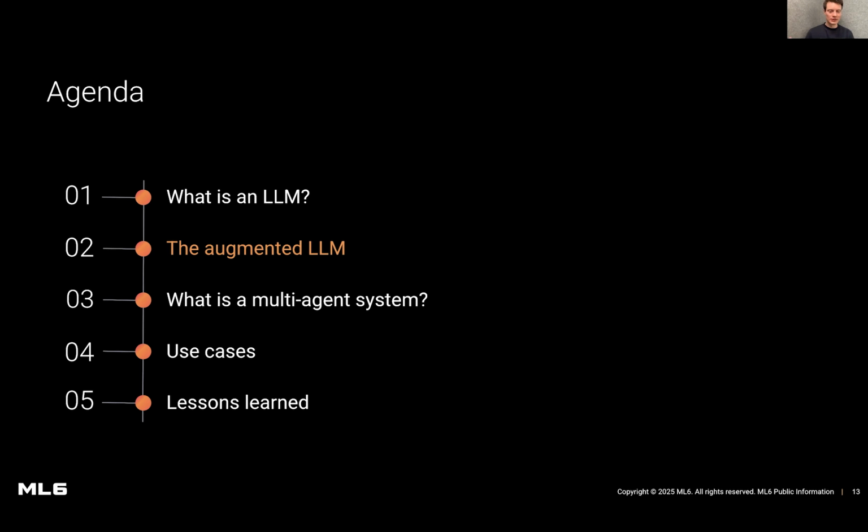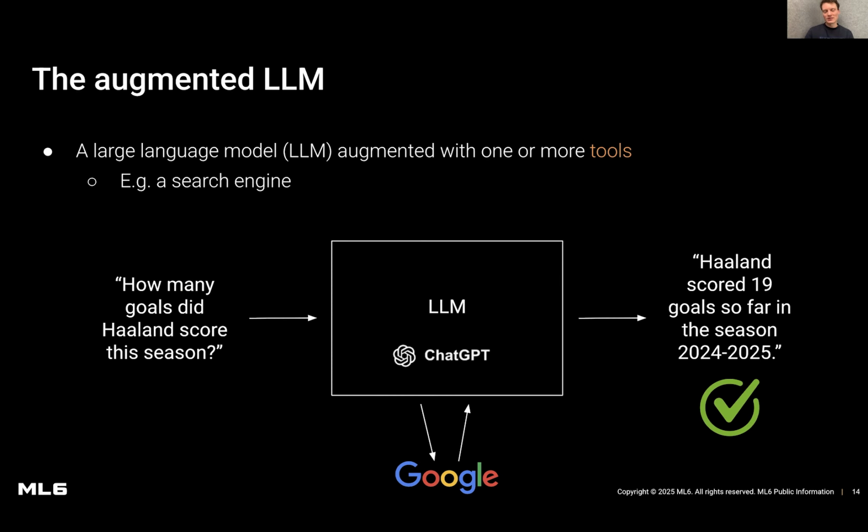And this is where I come to the Augmented LLM, which is a more powerful LLM, because what we can do is augment these LLMs with one or more tools. And so tools can be anything. They can be, for example, a search engine like Google. And this allows these LLMs to then appropriately answer questions that require real-time information.